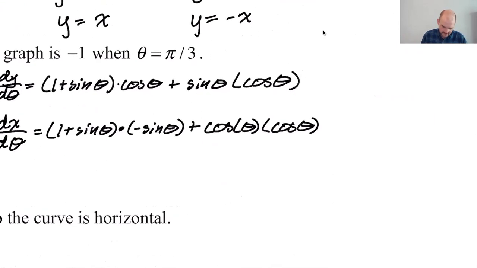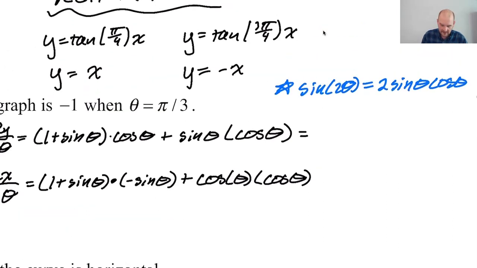Let me see. What am I going to do? I'm going to use the fact that sine of 2 theta is 2 sine theta cosine theta. So I'm going to use this fact. And then if you look at this, you would get cosine theta and then sine cosine plus sine cosine is 2 sine cosine. So this can be reduced down to cosine of theta plus sine of 2 theta.